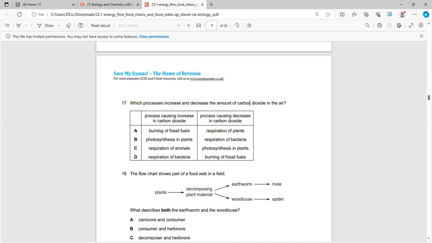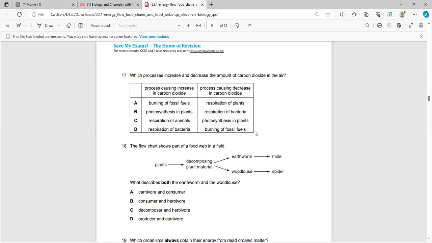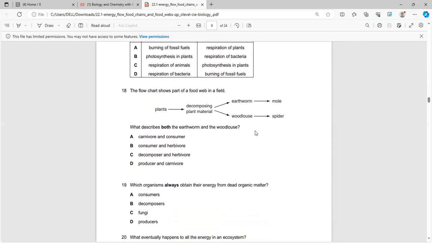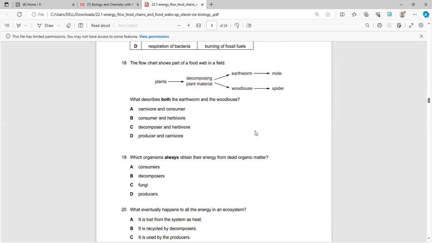So if we select the option, we can see that the process that causes an increase in CO2 is the burning of fossil fuels, whereas the process that causes a decrease in carbon dioxide is photosynthesis. In photosynthesis, plants take in carbon dioxide and emit oxygen, and that is the reason why we are encouraged to plant more and more trees.